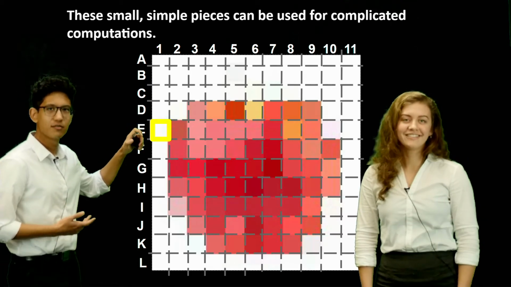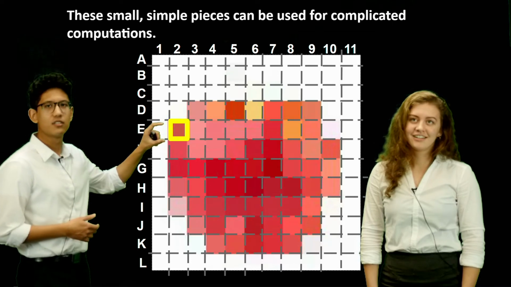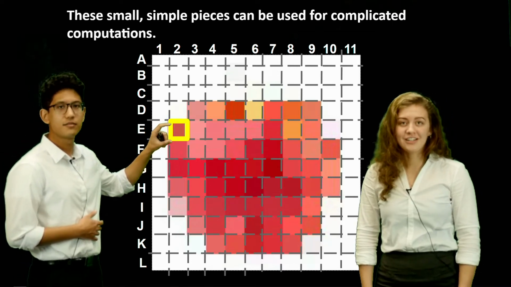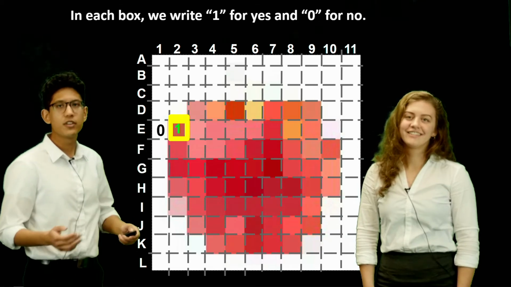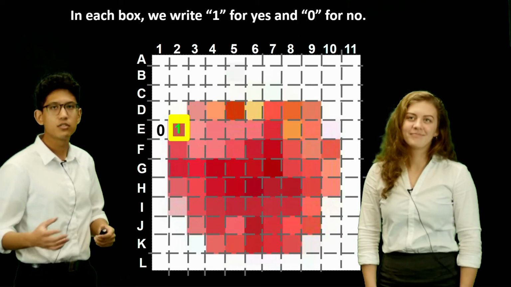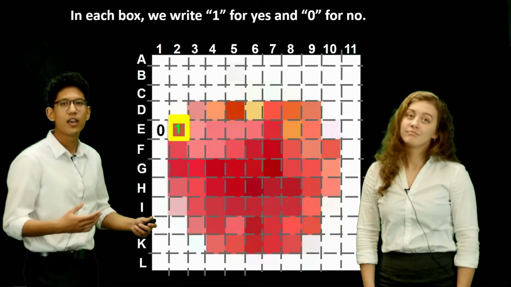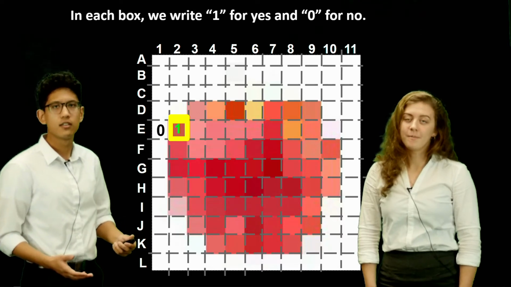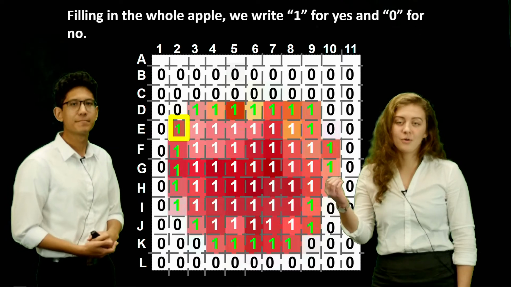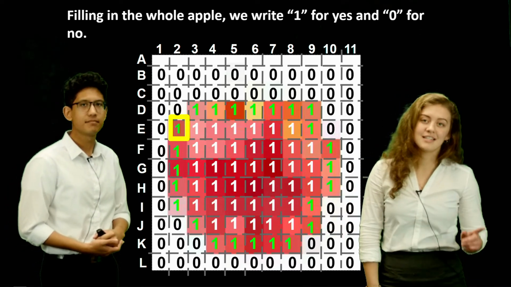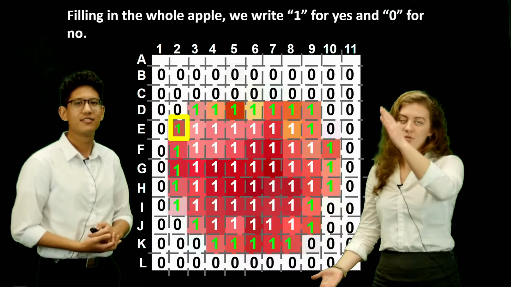No, there's not. Let's go to the next one. Is there an apple in E2? Yes. And the computer's going to go through and fill in zeros if there isn't an apple and ones if there is. This is very important in computer science and engineering because 0 means no in binary and 1 means yes in binary. We filled the whole board with zeros and ones.